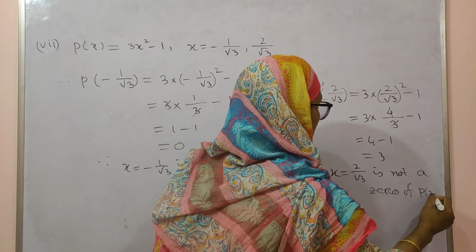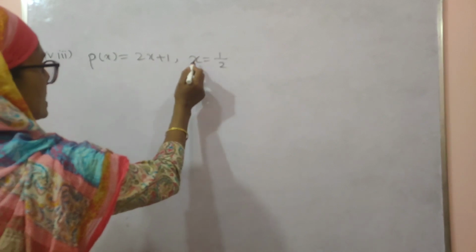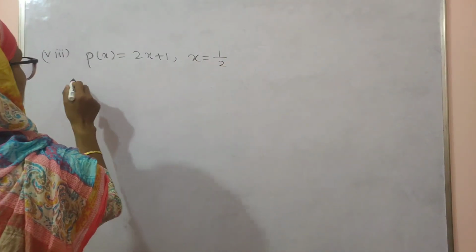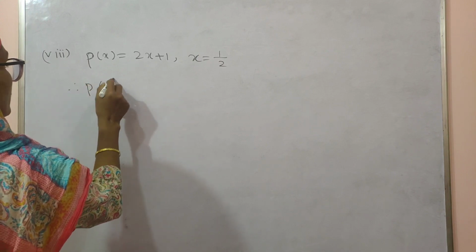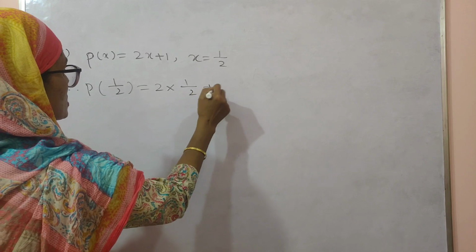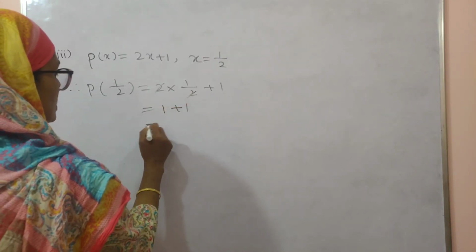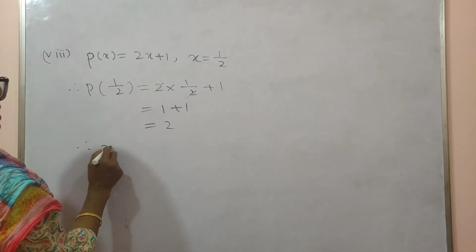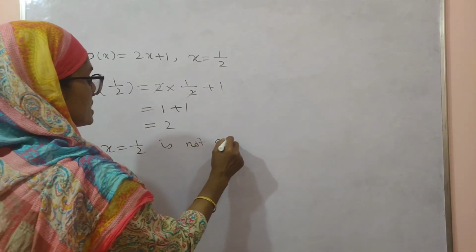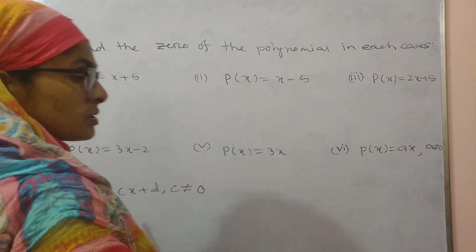Number 8, p of x equal to 2x plus 1, x equal to 1 by 2. So put the values x equal to 1 by 2, p of 1 by 2, 2 into 1 by 2 plus 1. Cancel 2, 1 plus 1, you will get 2. Therefore, x equal to 1 by 2 is not a 0 of p of x. Question number 3 is over.